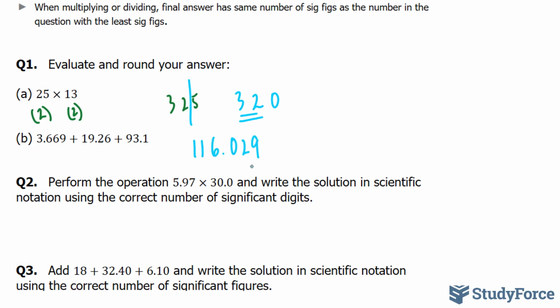Let's write the whole number down. 116.029. So what we're going to do is discard everything after this 0. Now everything after that 0 is a 2 and a 9, and unfortunately that 2 is less than 4, so our final answer becomes 116.0. Let's move on to question number 2.